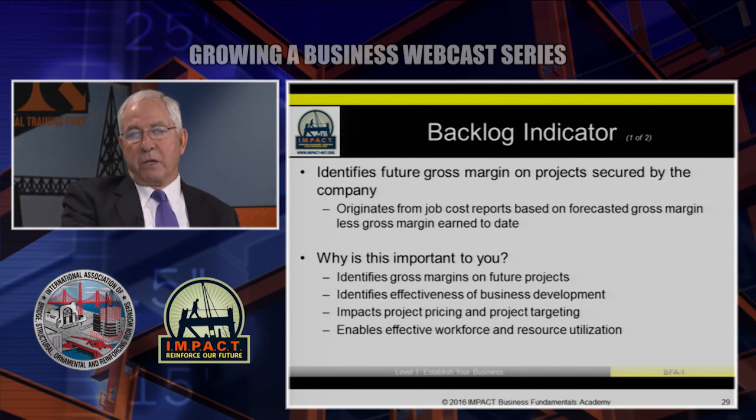And it impacts project pricing and project targeting, because if they've got lots of backlog, contractors oftentimes increase their pricing, and even some of those increased prices will be accepted in the marketplace. And it also makes sure that they're managing the workforce effectively, which today is a real problem because we've got limitations on workforce and availability of people. And you want to make sure that the backlog matches the workforce that you have in place.